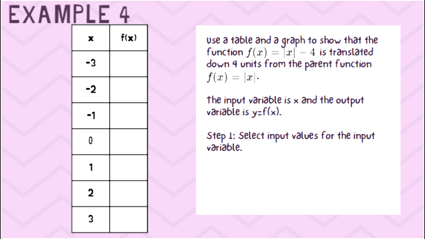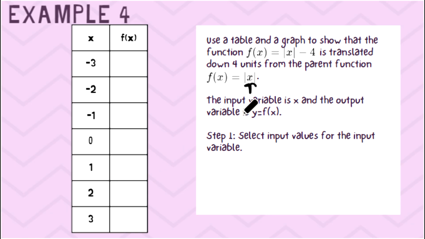Use a table and a graph to show that the function f of x is equal to the absolute value of x minus 4 is translated down 4 units from the parent function f of x is equal to the absolute value of x. These absolute value signs we haven't seen yet in this math course. It just means that x is positive no matter what the number is. Okay. The input variable is x and the output variable is y equals f of x. So select input values for the output variable.